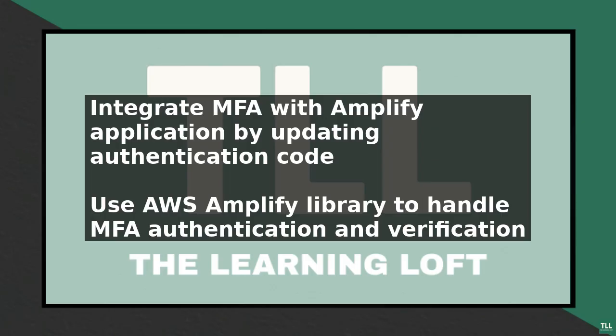In conclusion, configuring AWS Amplify MFA setup is a straightforward process that requires installing the AWS Amplify CLI, enabling MFA for your user pool, configuring MFA settings, and integrating MFA with your Amplify application. By following these steps and best practices, you can add an extra layer of security to your application and protect your users' data.